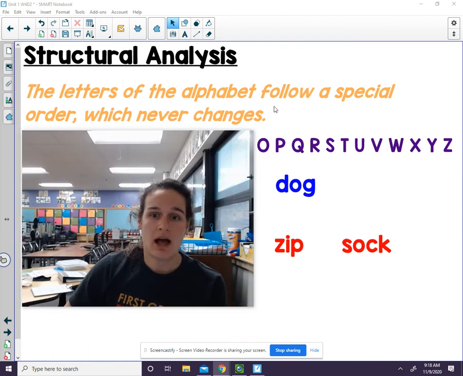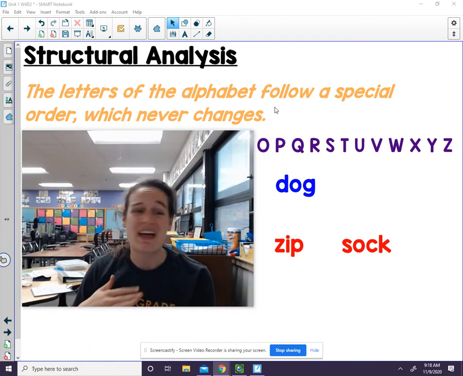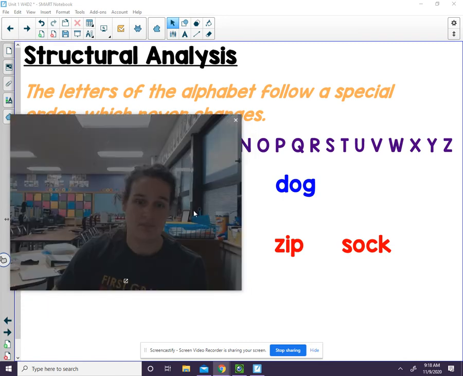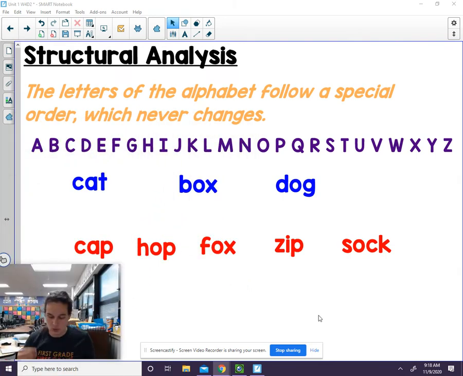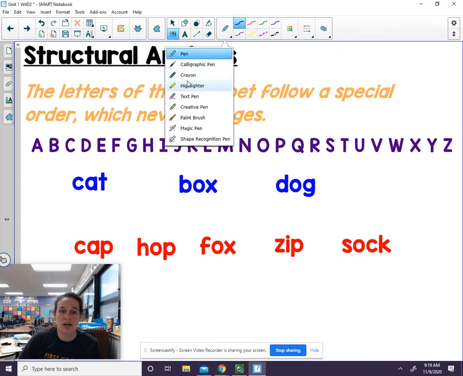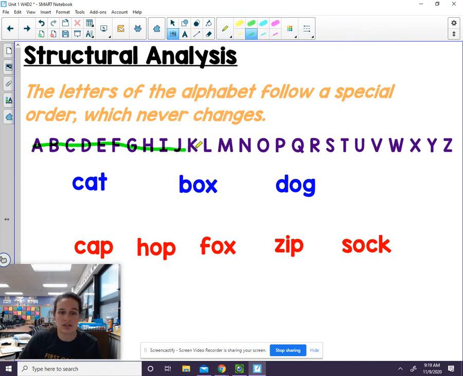We are now going to be working on the scale of alphabetical order. So the letters of the alphabet follow a special order, and that order never changes. It always stays the same. So a skill we are going to work on is how we can put words into alphabetical order. Notice that I have the alphabet here for us as a tool to use.